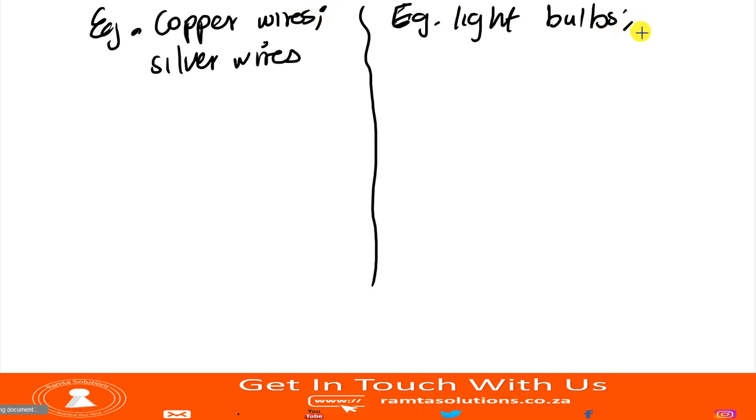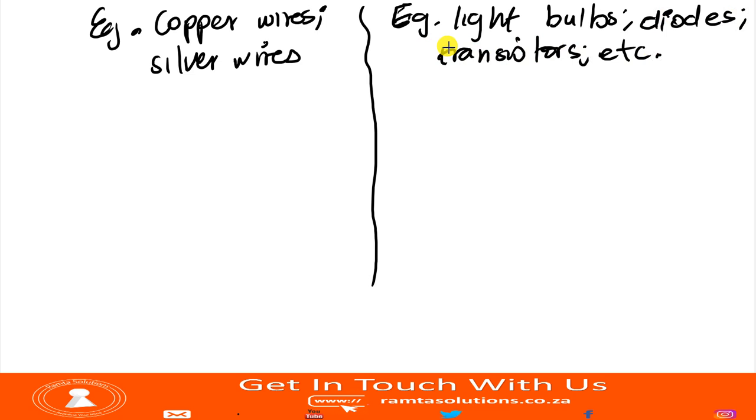So light bulbs, diodes, transistors as well, and so on. These are examples that we have. Oh, and by the way, here I can also try nichrome wires as well. So these are the things that tell us whether you obey Ohm's law or you don't.